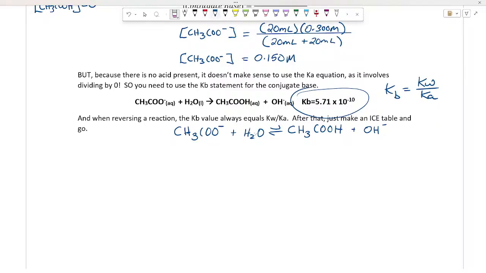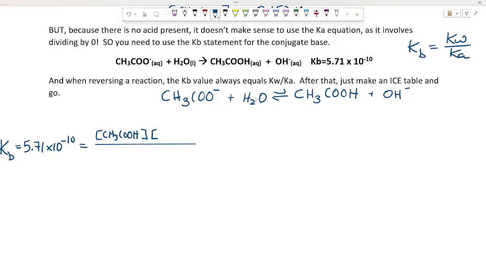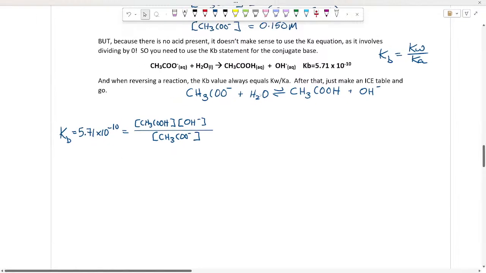Okay, very good. So what will my Kb statement be then? Kb, which we know is 5.71 times 10 to the negative 10, is equal to what here? Not numbers, just the concentrations. Yeah, very good. CH3COOH, the conjugate acid, multiplied by the concentration of? Excellent, very good. Divided by? Very good. So now we just need to make what on the other side?